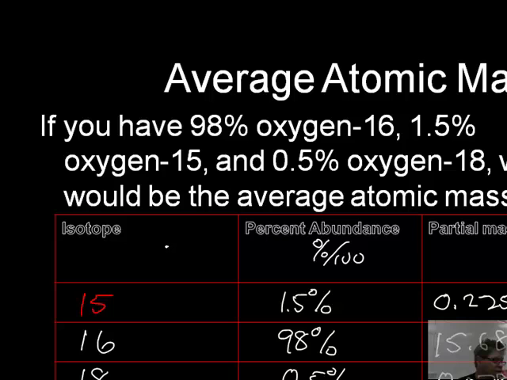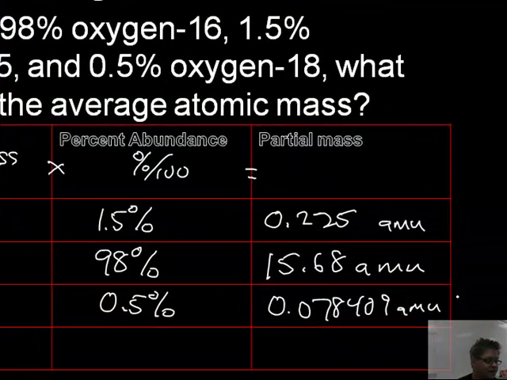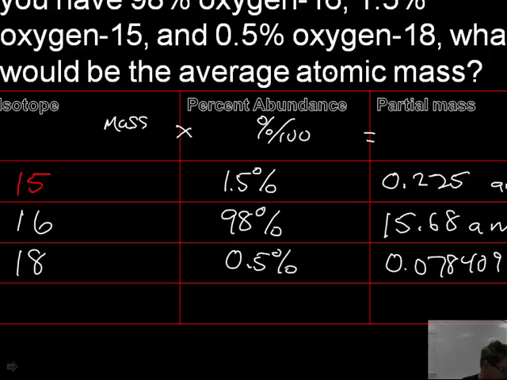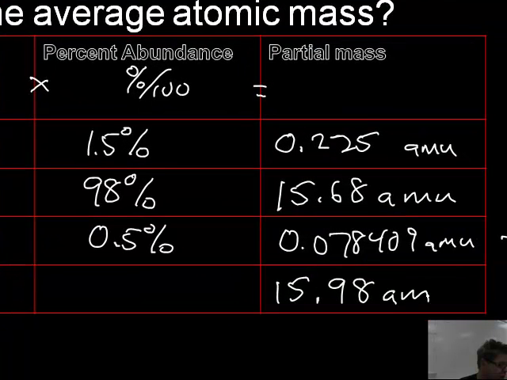You take the isotope mass, whatever that might be. Sometimes it's a whole number, sometimes it's actually a decimal. You can still do that. Multiply it here, that equals the partial mass, and then you add up all the partial masses at the end. 15.68 plus 0.09, plus 0.225, and this equals a mass of 15.99 AMU. You'll notice I rounded to the hundredths place.